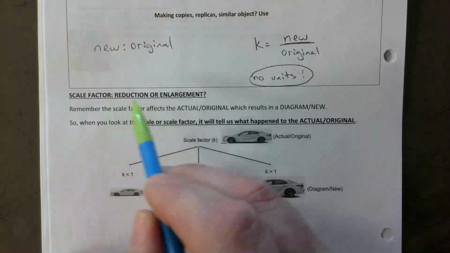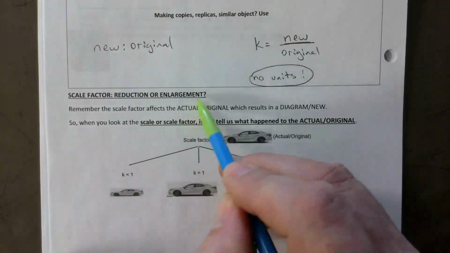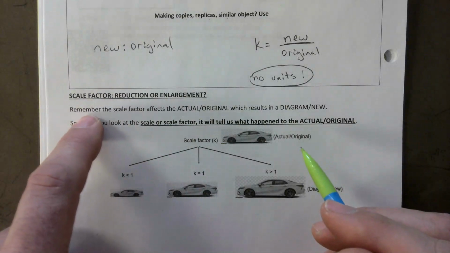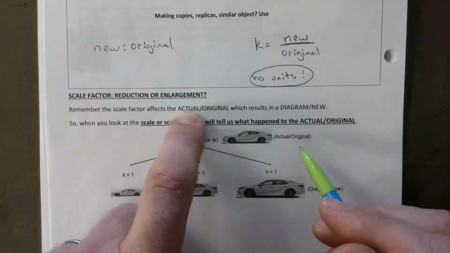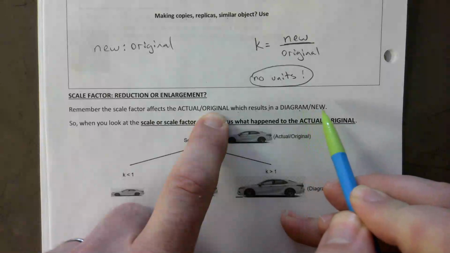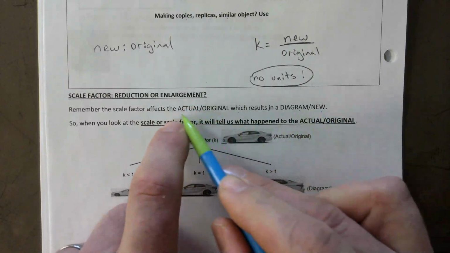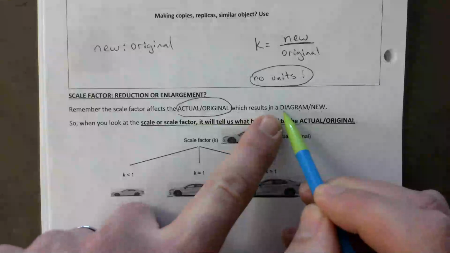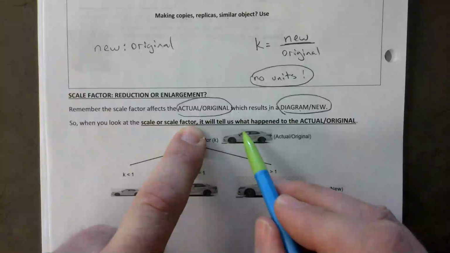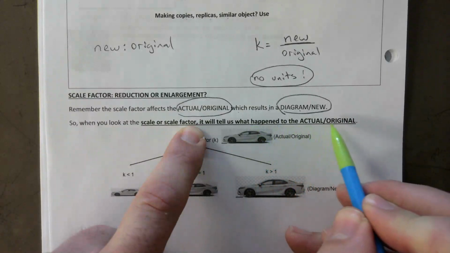So that's that. So we're going to use these a lot. So have them on your study sheet after today. Scale factor. We could reduce something or enlarge something, right? So it's either or. Remember that the scale factor affects the actual original, which results in the diagram or the new thing, right? So something happens to this to get that, okay? So when we look at the scale factor, it tells us what happened to the actual or the original.